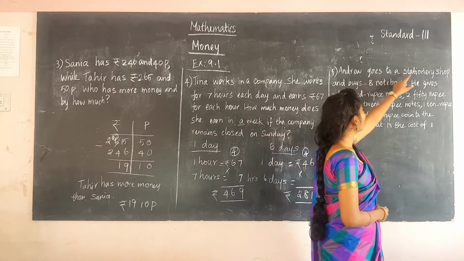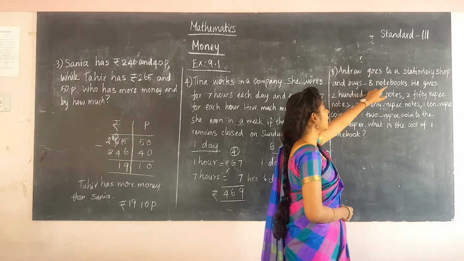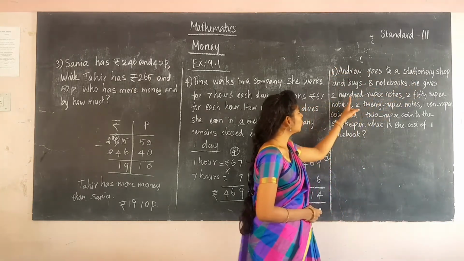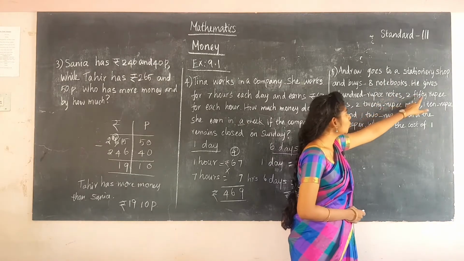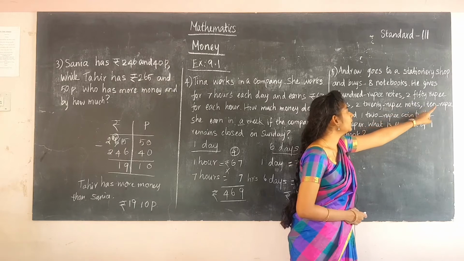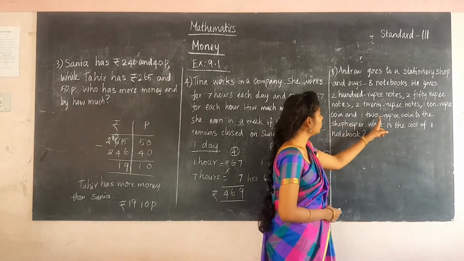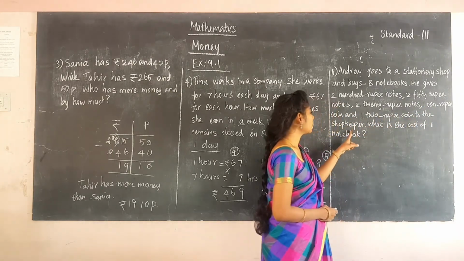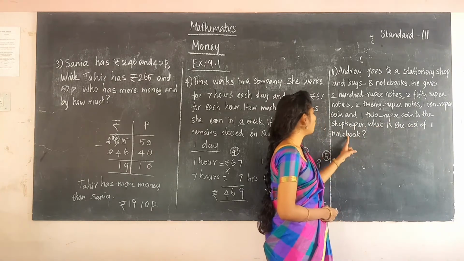Andrew goes to a stationery shop and buys 8 notebooks. He gives 200 rupee notes, 250 rupee notes, 220 rupee notes, 1 10 rupee coin and 1 2 rupee coin to the shopkeeper. What is the cost of one notebook?